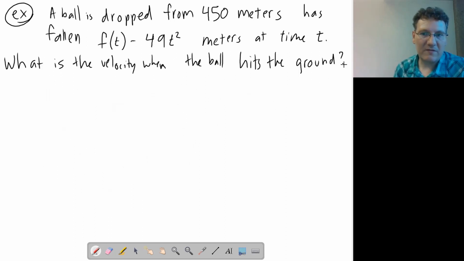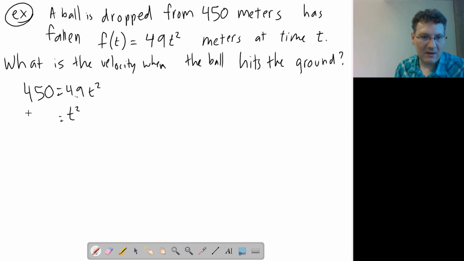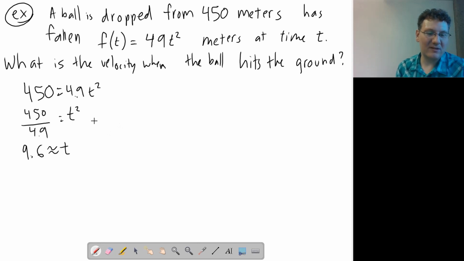So let's ask, what's the velocity of the ball at the time it hits the ground? Well, we have to do one other thing first, and that's figure out what time it does hit the ground. When does 450 equal 4.9 t squared? That's when t squared is 450 divided by 4.9. That's when t equals, it's going to happen at about 9.6 seconds.